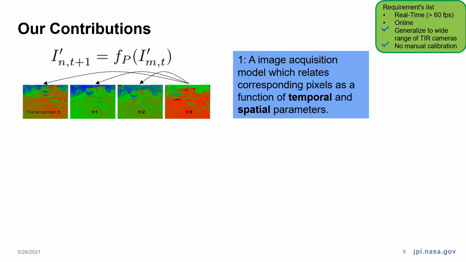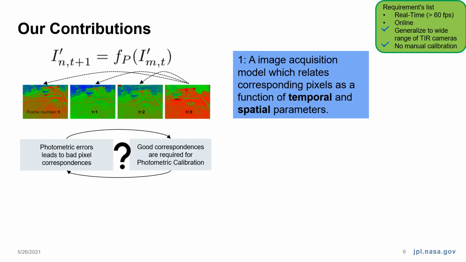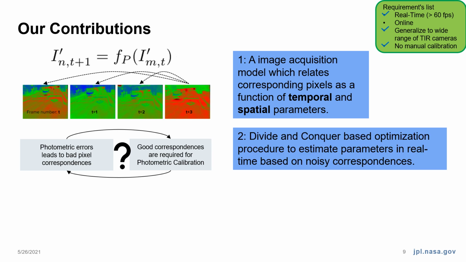We perform the calibration after observing correspondences across multiple frames without requiring any manual calibration. However, there is a chicken and egg problem. Photometric errors lead to bad pixel correspondences, which can adversely affect the calibration. We employ an outlier rejection scheme and decompose the problem to achieve real-time throughput. Multiple correspondences, as we saw in the image above, also help us deal with noisy correspondences.